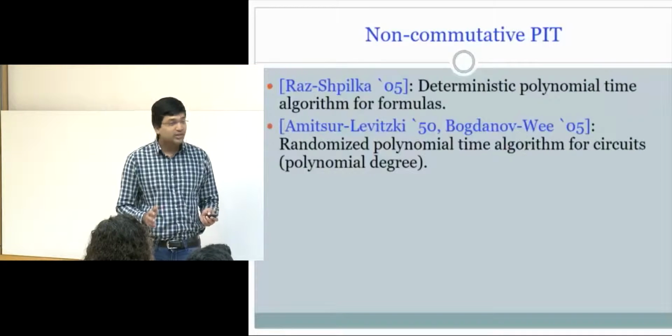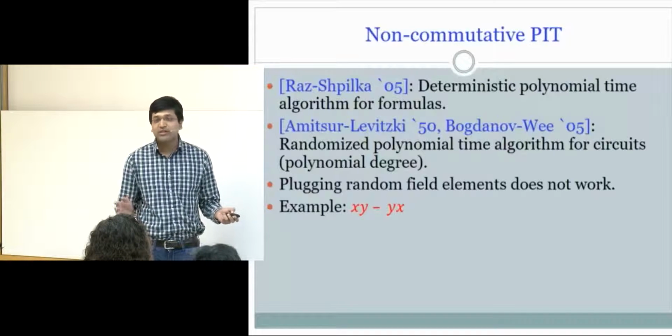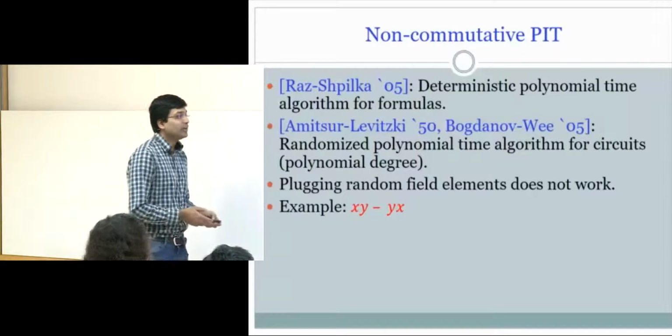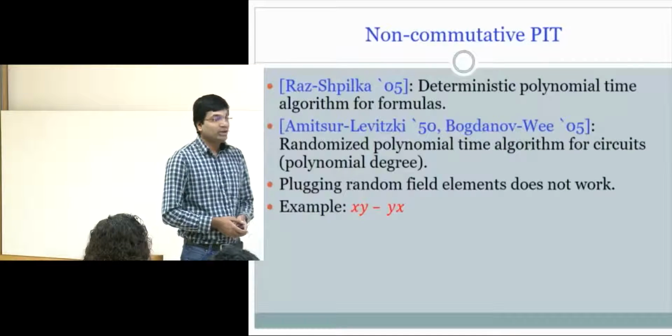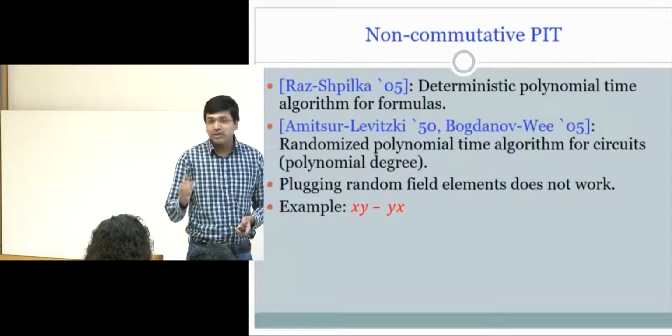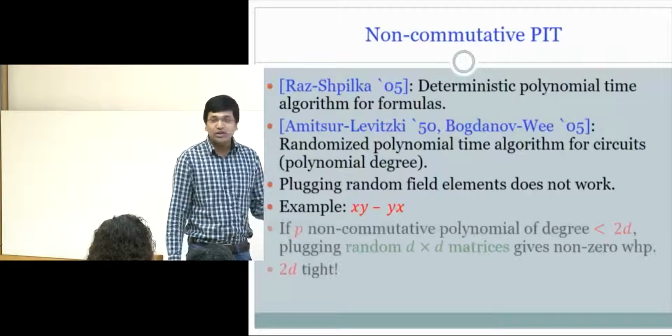So what do you do in this case? Note that plugging in random values from the field won't work. For example, take the polynomial xy minus yx. This is a non-zero polynomial, but if you plug in random values from the field, this will always give you 0. But if you plug in random 2 by 2 matrices, it would still give you a non-zero value with high probability. And this strategy actually works in general.